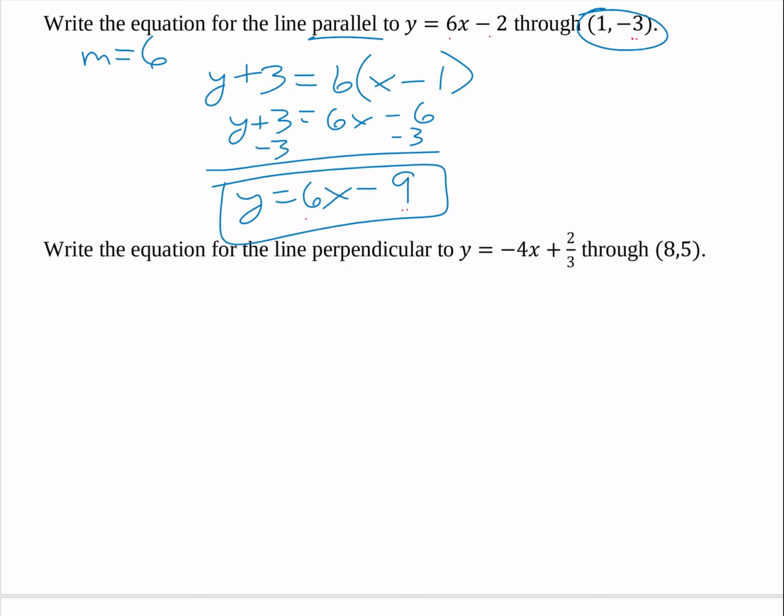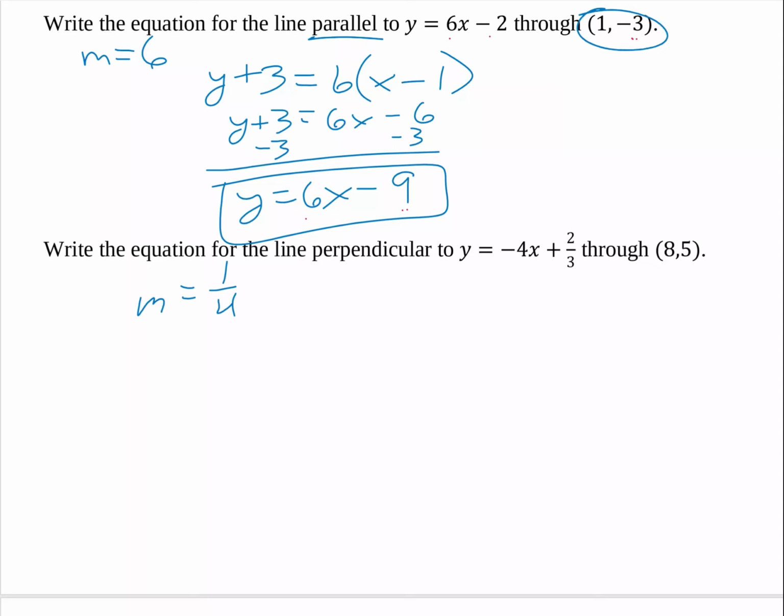Perpendicular to. So what is my slope going to be? It has to be the opposite reciprocal. So what is their slope? -4. So what is my slope going to be? Positive, because theirs was negative, and then flip the number: 1/4. Write that down, okay? If this was a test or a quiz and it's worth multiple points, you're going to get a point for that.